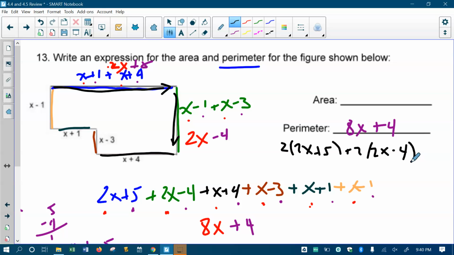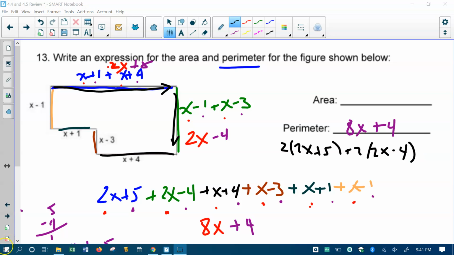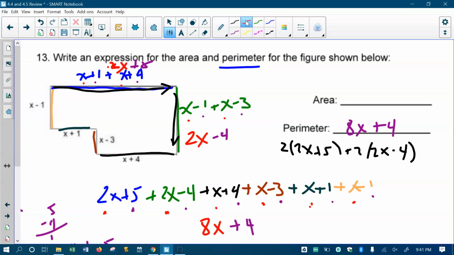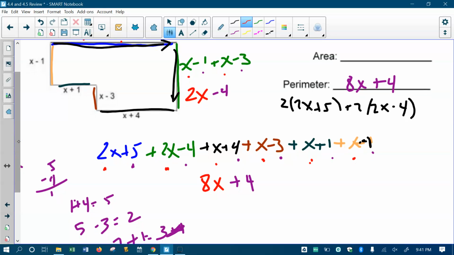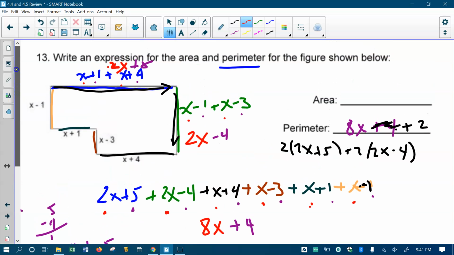I'm just checking something here because now it looks like I have a wrong answer. So let me check. And I see what I did wrong here. I thought that this said x plus 1, but this was a minus 1. So let me just go back here and make sure I have it right. So I have a 5 minus 4, which is 1, plus 4 is 5, and minus 3 is 2, plus 1 is 3, minus 1 is 2. So this should be 8x plus 2, not 8x plus 4. 8x plus 2. That looks better.